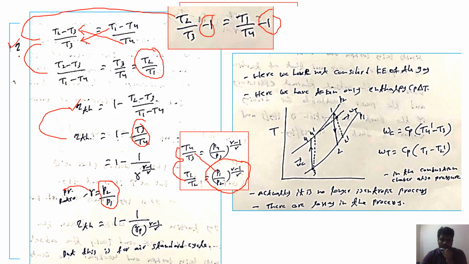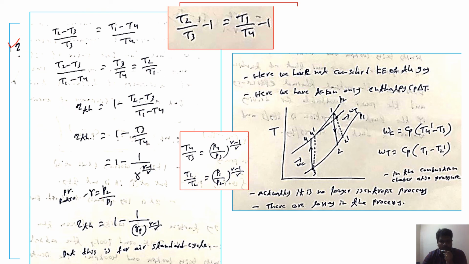But what we have discussed till now is for air. So it is an air standard cycle. We have discussed here, we have taken only temperatures. On the TS diagram we consider only temperatures. We did not consider the kinetic energy of the gas. Actually, once fuel and air are mixed, there will be flue gases, but this cycle is only for air, pure air.